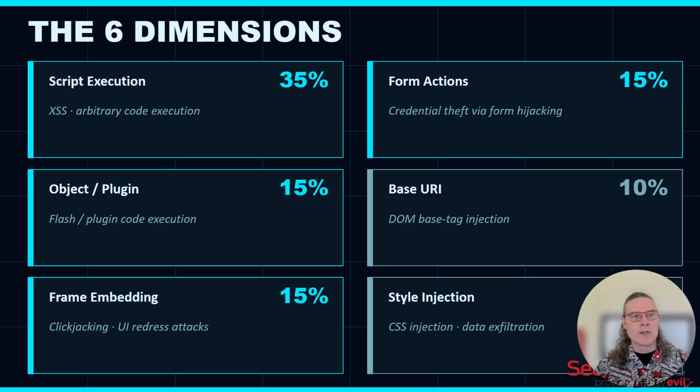That's what I'm proposing. And so the way that I would like to do that is a weighted six-dimensional index. I'm starting with six dimensions. I may expand it later on in a version 2, but let's start with script execution being the most weighted. Those percentages are the weights that I'm planning on giving. Having script injection weighted probably at about a third, and objects, frames, and forms at around 15%. The base URI, because it's a harder one to attack in the first place, and it really just does one thing.